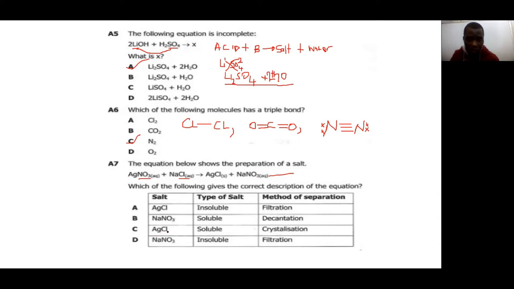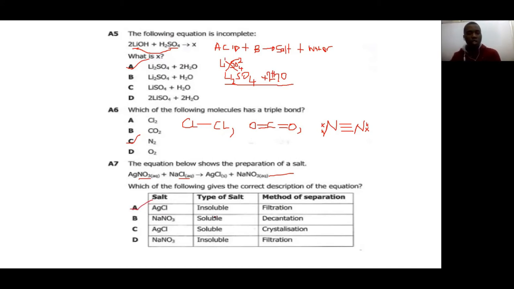Then we go to silver chloride. So silver chloride is not soluble. So definitely C and D are not correct, because silver chloride is insoluble and sodium nitrate is soluble. So these two are not answers. So let's check on these two answers between A and B. So how do you separate an insoluble salt from a soluble salt? I think the best thing here is filtration. So I think the best answer that we'll go for here is A.